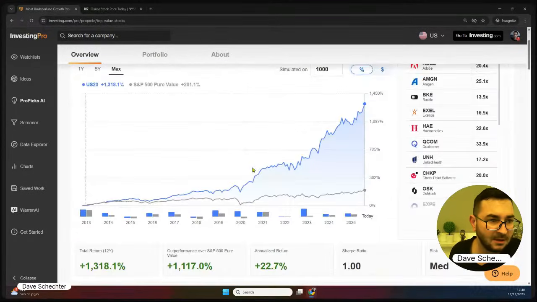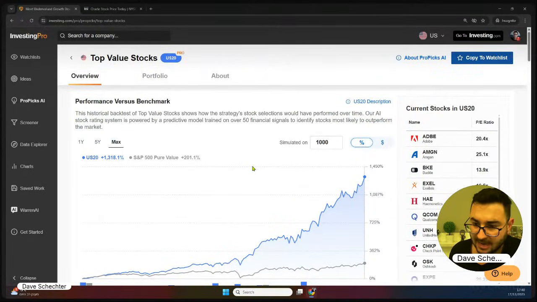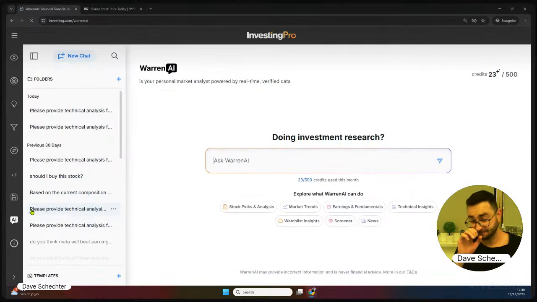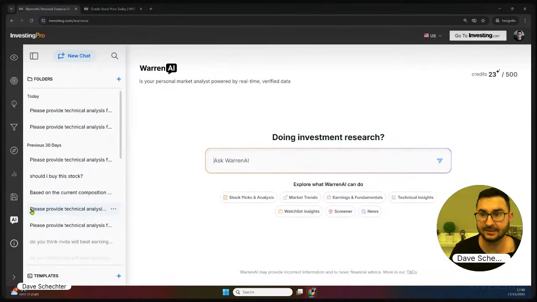Okay. So the next thing that I want to focus on is something called Warren AI. So what is Warren AI? And how is it different, let's say, from ChatGPT, Claude, or Grok? So essentially it comes down to two main differences. Number one is the large language model itself and how it's comprised and how it's built.